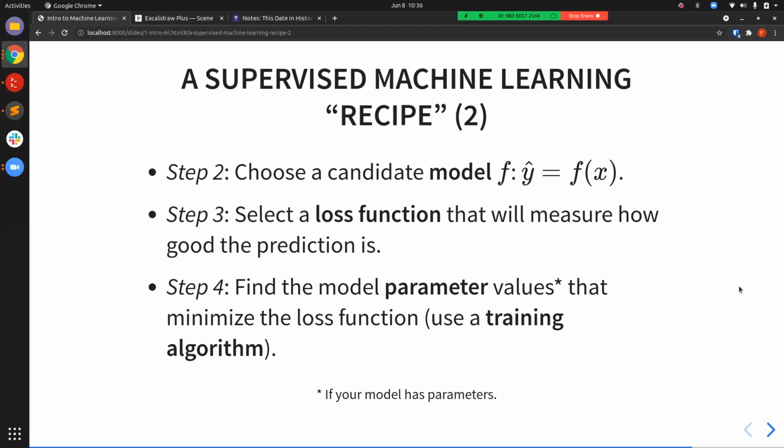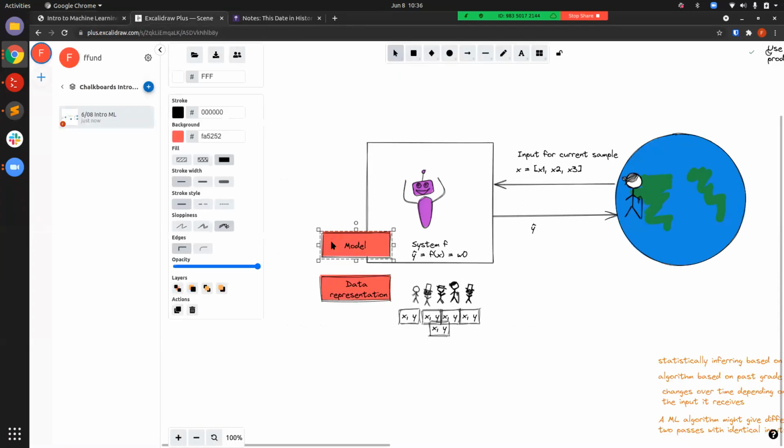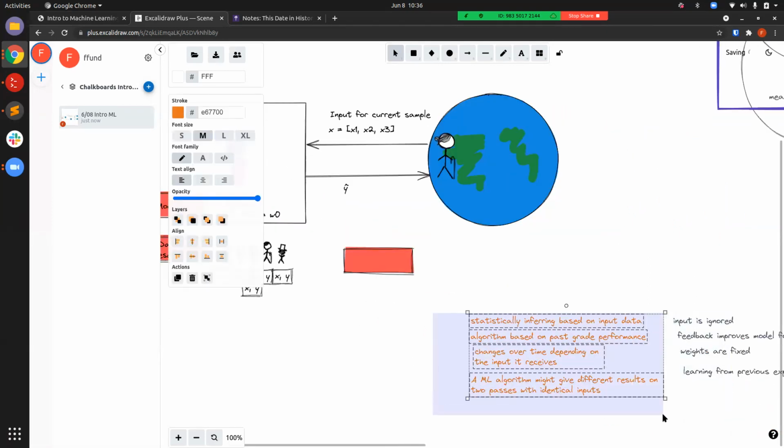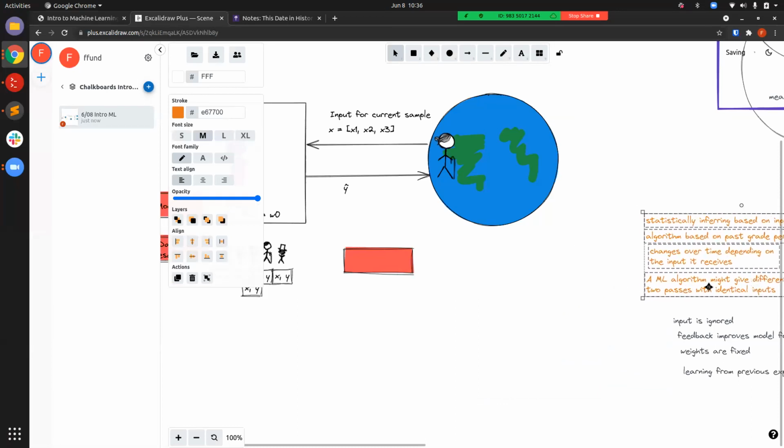Next, we need to choose some way of measuring how good our prediction is. This is called a loss function. How should we decide how good our model is in this example? We're trying to estimate our course grade. How do we know if our estimate is good or bad?